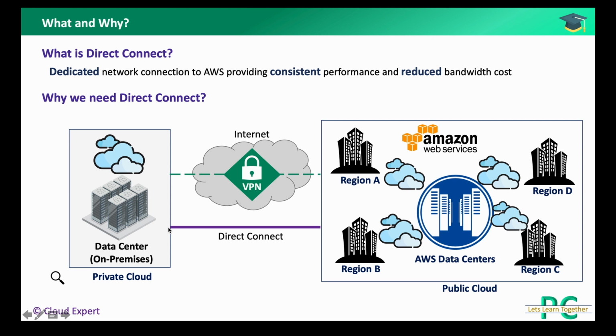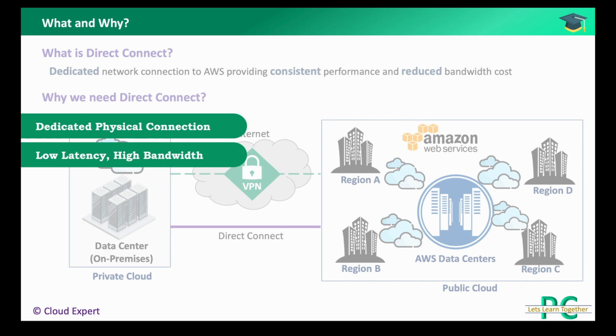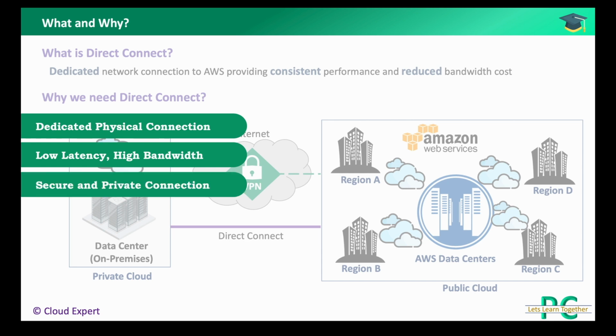Direct Connect is a direct communication between your on-premise data center and the AWS Direct Connect location. If I try to summarize the Direct Connect purpose, we can understand Direct Connect is a dedicated physical connection. It will have low latency and high bandwidth. Direct Connect will provide a secure and private connection. That means it's a dedicated network channel or dedicated cable only for you to use.